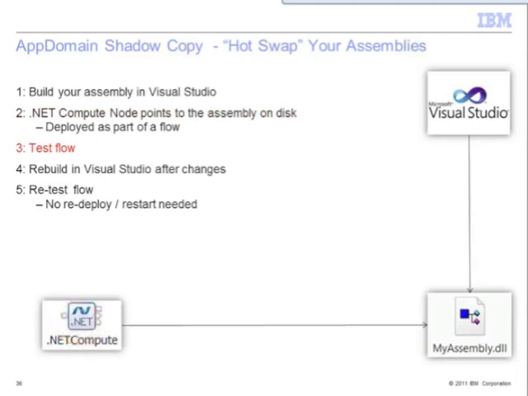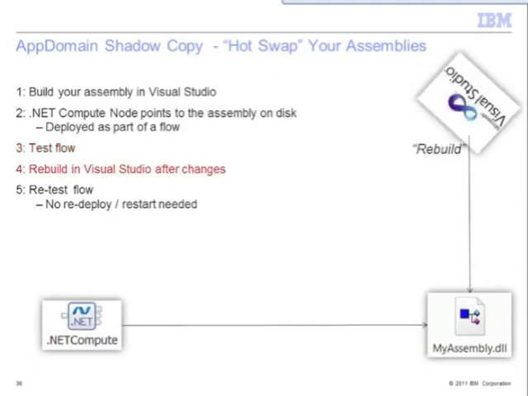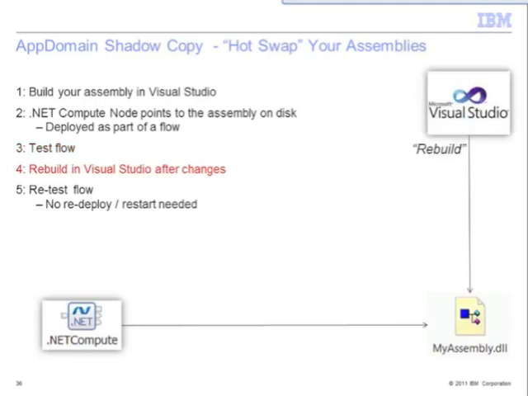So you go and look at your code, you examine what's happened, and you can either use a debugger or you can just look at the code itself. And you see that you've made a small mistake, you want to change your code, so you just change the code and rebuild in Visual Studio. When you rebuild in Visual Studio, that changes the code on disk. It replaces the assembly that was there.